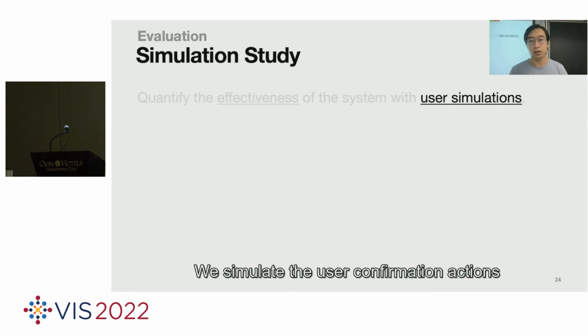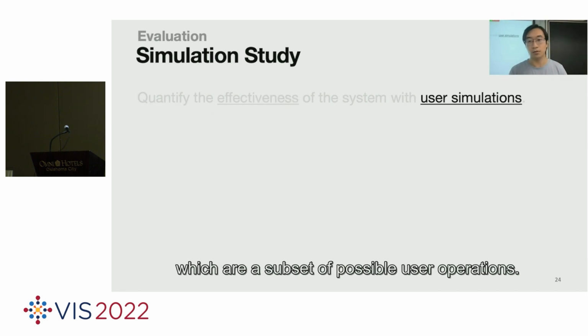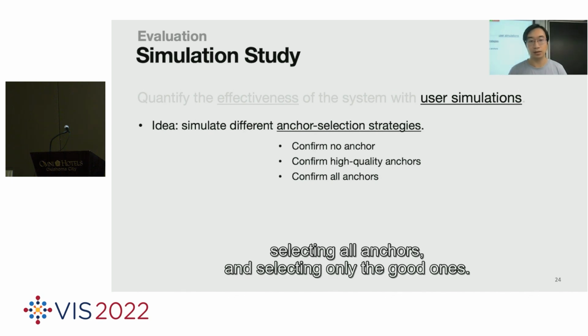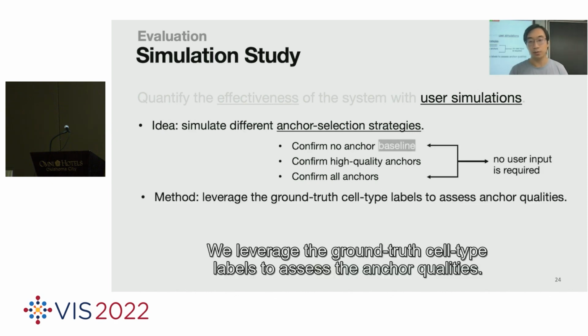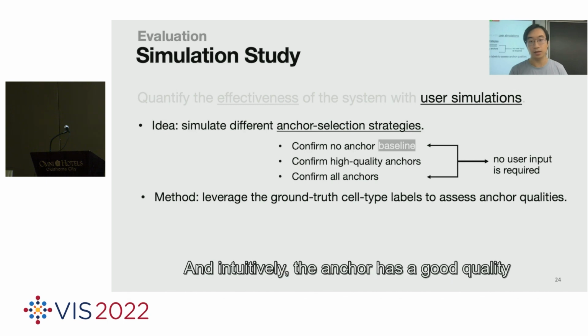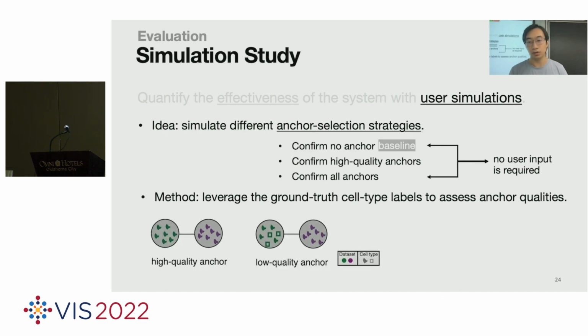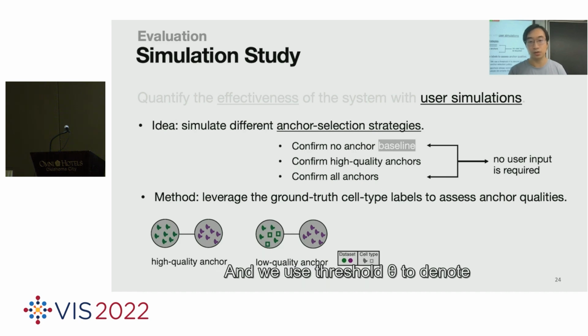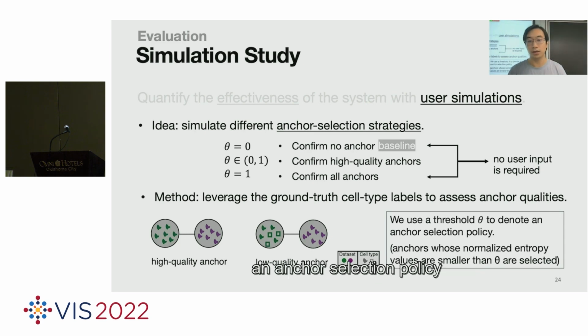We simulate the user confirmation actions, which are a subset of possible user operations. And we consider 3 selection strategies: selecting no anchor, which is a baseline, selecting all anchors, and selecting only the good ones. We leverage the ground truth cell type labels to assess the anchor quality, and intuitively, an anchor has a good quality when the cell types in the query and the reference parts are consistent. And we use a threshold theta to denote an anchor selection policy, where a lower theta indicates a stricter strategy.